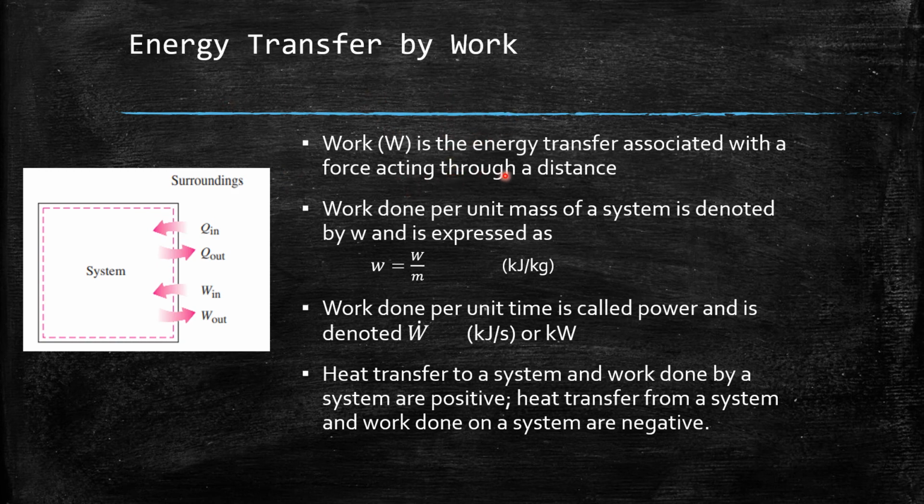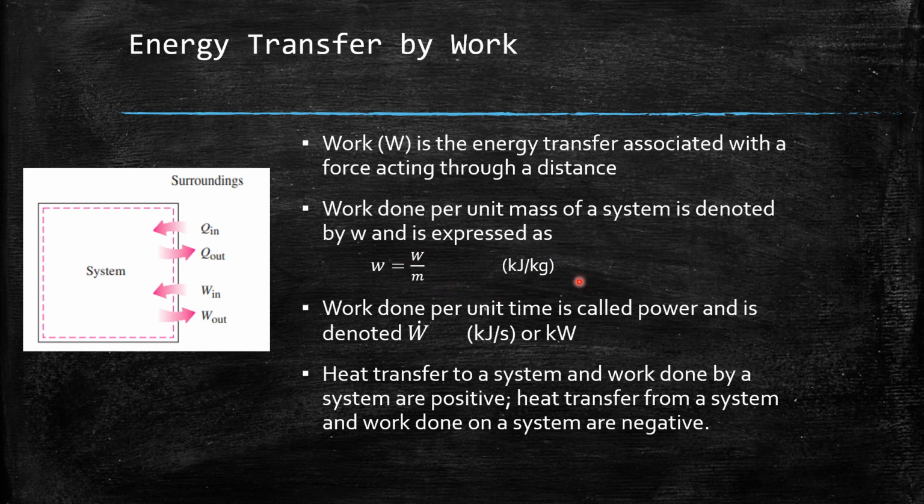So, work is the energy transfer associated with a force acting through a distance. Work is also a form of energy that is transferred like heat, and therefore it has units of kilojoule. The work done during a process between states 1 and 2 is denoted by work subscript 1, 2, or just work, capital W. The work done per unit mass is denoted by this small w and is expressed as this equation. So it has units of kilojoule per kilogram.